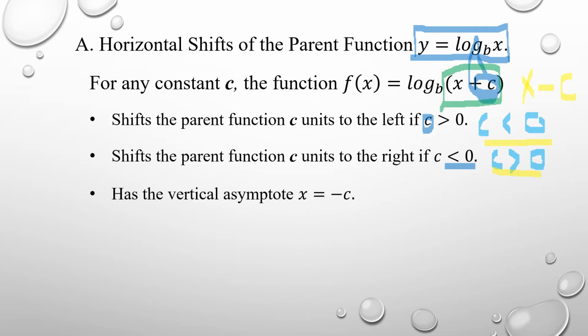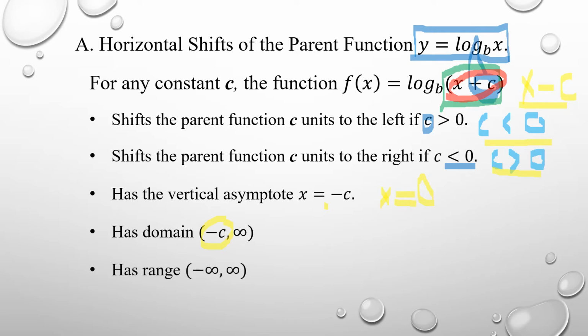Next, has the vertical asymptote x is equal to negative c. So, kapag naman x minus c ang nakita sa ibang references, we have x is equal to c. Has the domain negative c, infinity. So, depende itong c na ito sa makukuha mo sa part na ito. Next, has range negative infinity, positive infinity.